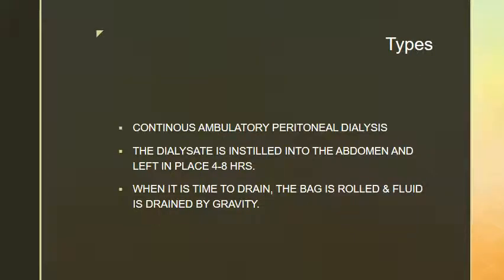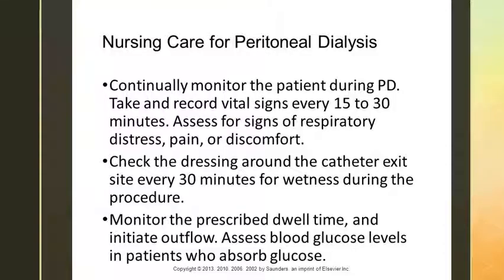Again, there are different types of peritoneal dialysis that can be continuous or ambulatory; peritoneal can be instilled up to 4 to 8 hours. When it's time to drain, the bag is rolled and the fluid is drained, usually by gravity. Make sure vitals every 15 to 30 minutes. Assess for respiratory distress, pain, or comfort. Assess the dressing around the catheter exit. Monitor and document dwell time, and assess blood glucose levels in patients who absorb glucose.